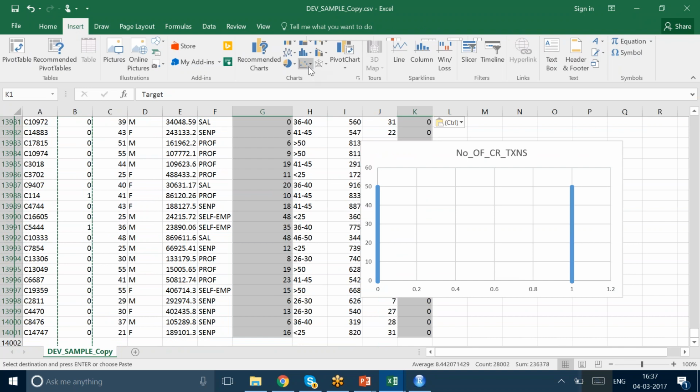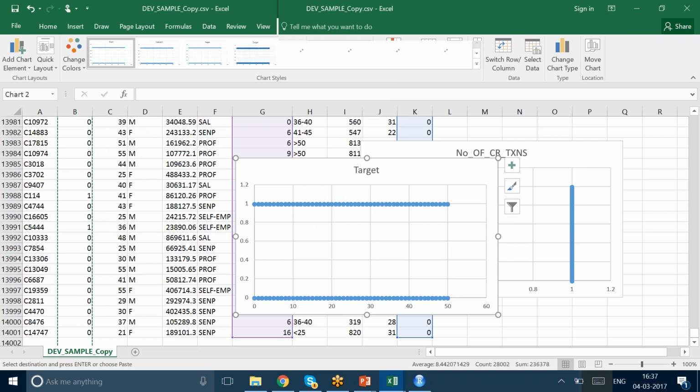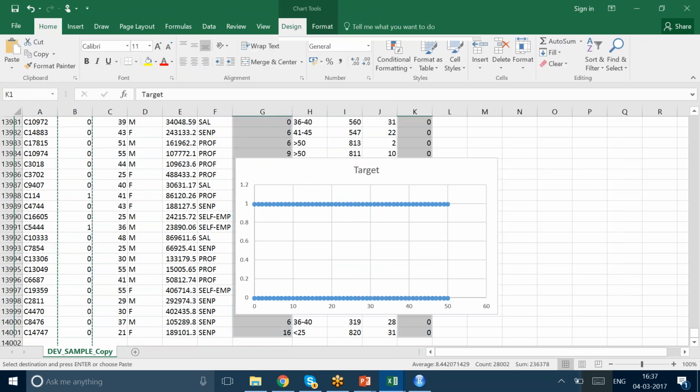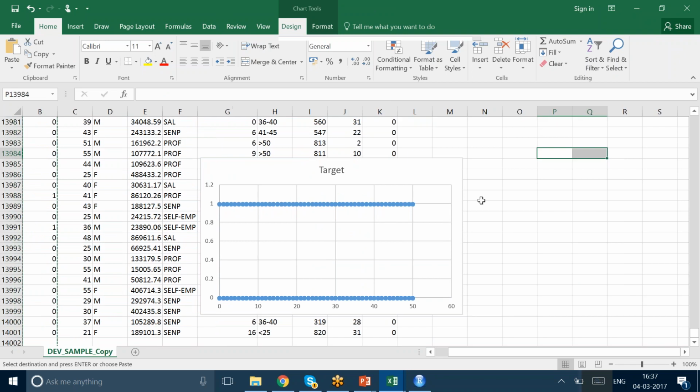Insert, scatter. This is the right graph. The old graph is wrong. Why? The X-axis should be the independent variable, and the Y-axis should be the dependent variable. This is my scatter graph.